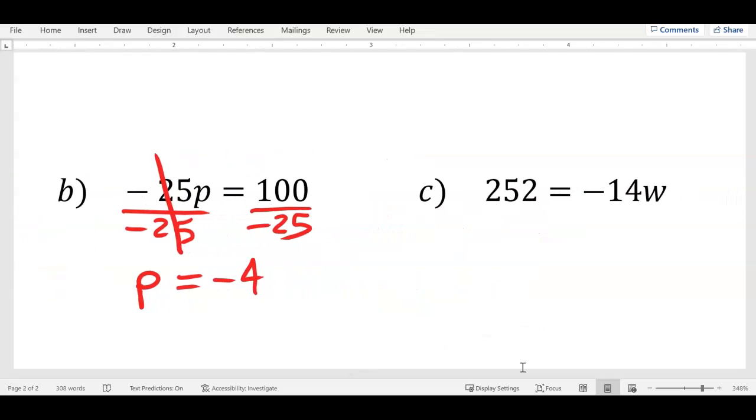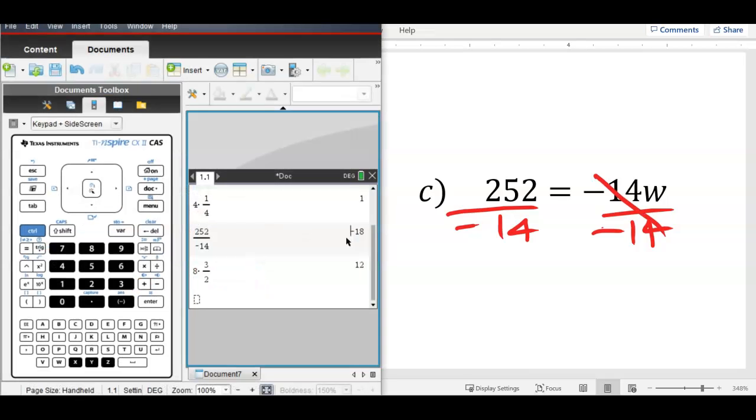All right, C. C's kind of similar. What do I do on C? You divide by negative 14. Negative 14 is still a coefficient in front of the w, so you must divide both sides. So divide by negative 14, divide by negative 14. It cancels out here. I already did it over here. What's 252 divided by negative 14? Negative 18. Solid.